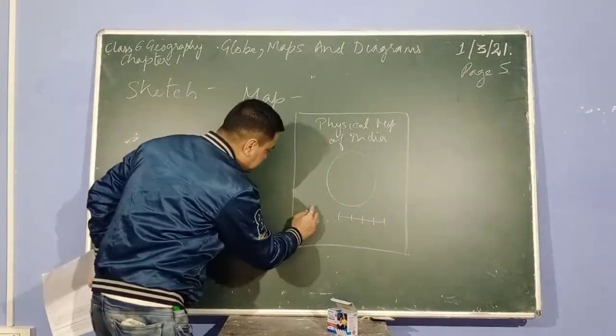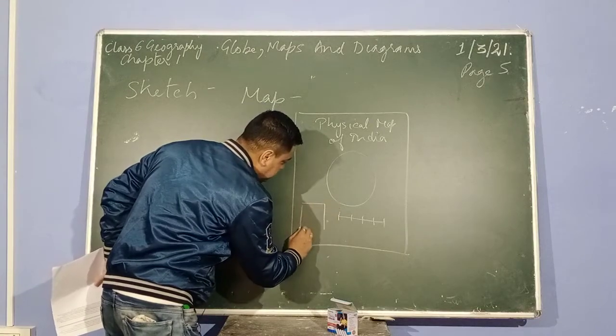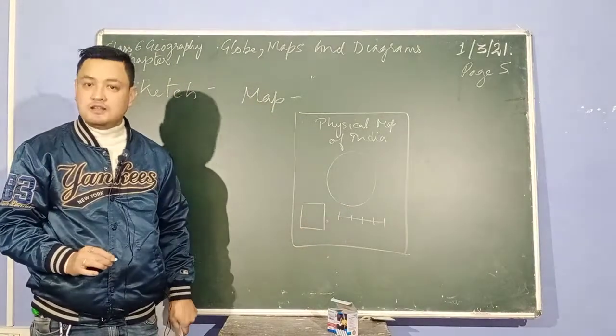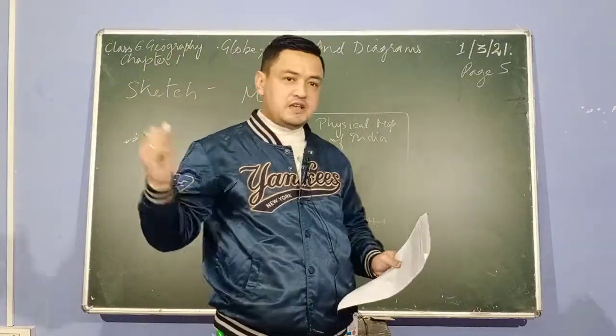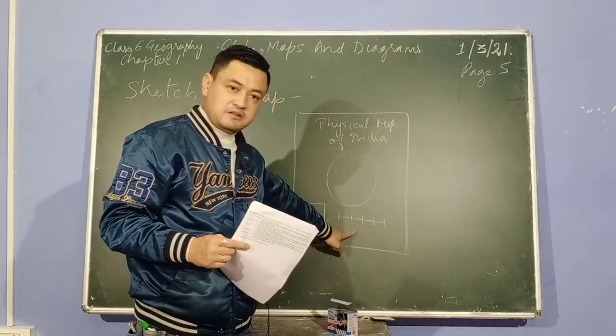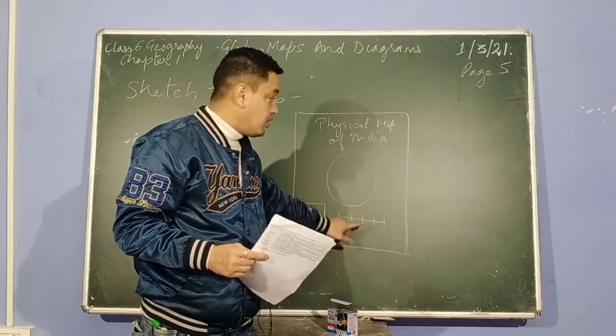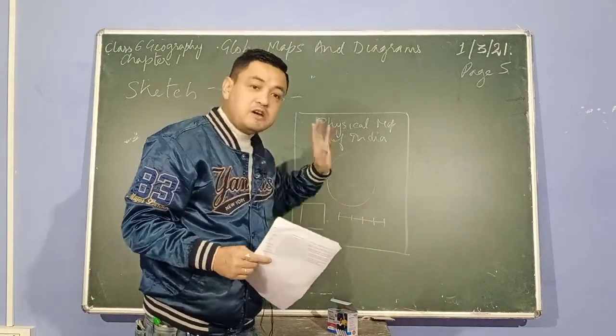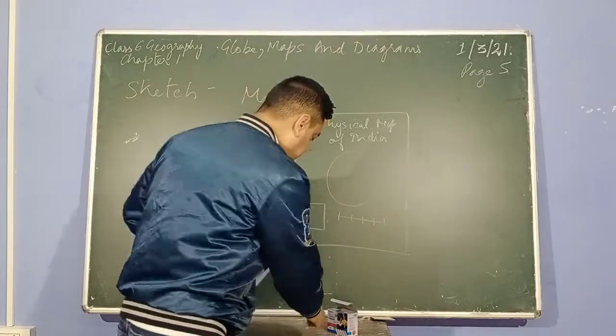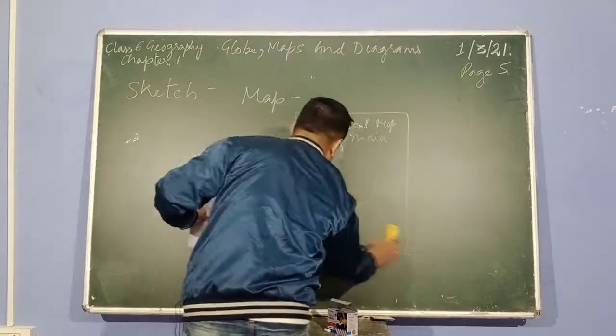Then, at the side of the scale, you have a box here. This is called a legend. Are you understanding? But in a sketch, we do not need a scale. So a sketch is not drawn to a scale. A sketch does not have a scale. Are you understanding? So let's read this sketch first.